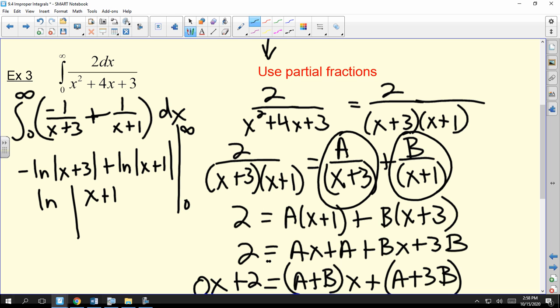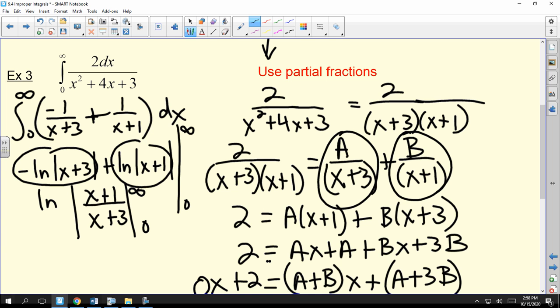And so we're going to think of this as like ln of a minus ln of b. So it's ln of x plus 1 over x plus 3. That was on the bottom now. Evaluated from 0 to infinity. So we've got to think of what's happening here. As I plug in infinity, I've got infinity over infinity, or ln of 1.